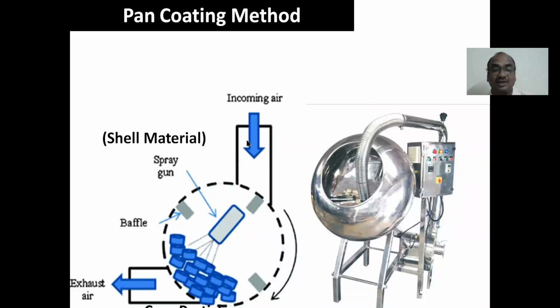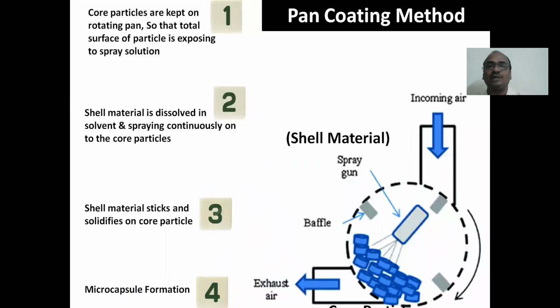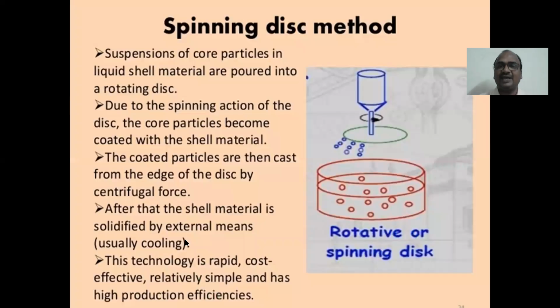In pan coating, this block diagram you can write. However, this other diagram you cannot write, it is not possible. This is a real picture. Here you can see a moving, rotating pan, and the core particles are moving on the bed. Here there will be incoming air and outgoing exhaust air, hot air. The spray gun will spray the shell material so that it gets deposited on the particles. This is the pan coating method. There are 4 steps, the same as I have explained, and you can write the same thing in the examination.